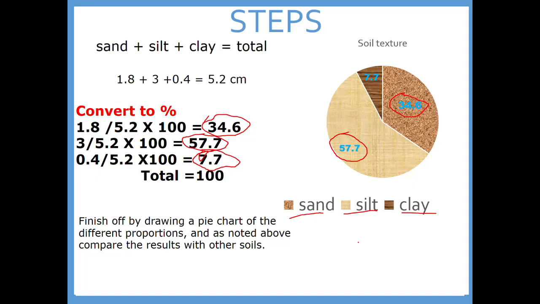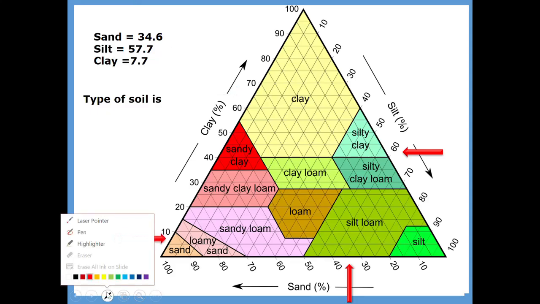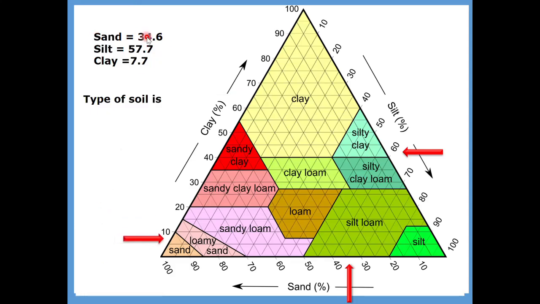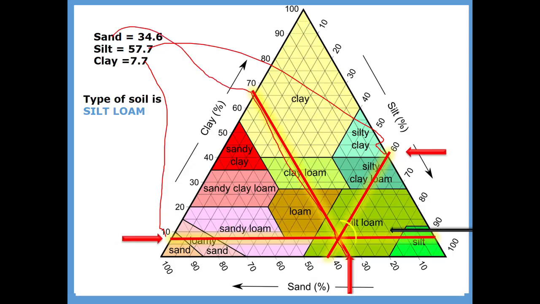What is the texture of the soil? For that, we have to take the soil triangle. Here we have to locate all the 3 layers. On the bottom is sand, towards the right silt, towards the left clay. So all the measurements have been marked over here. After marking, we can understand that the type of soil we have collected is silt loam.